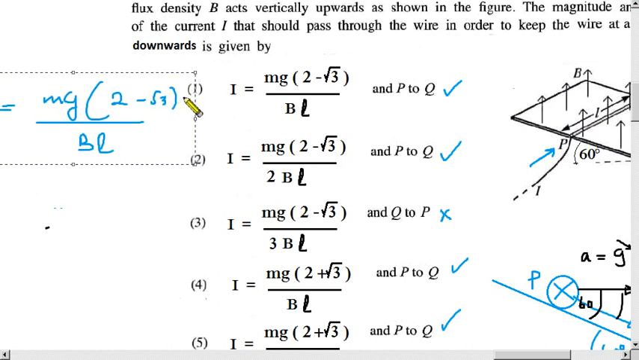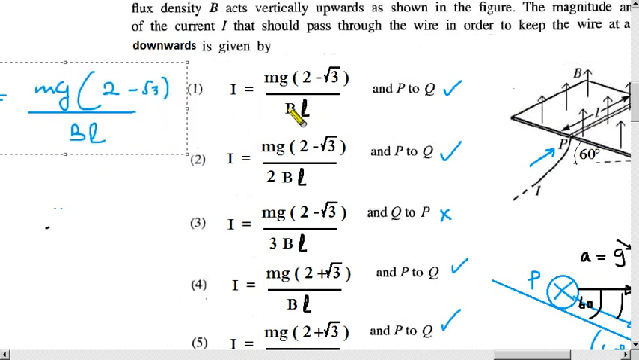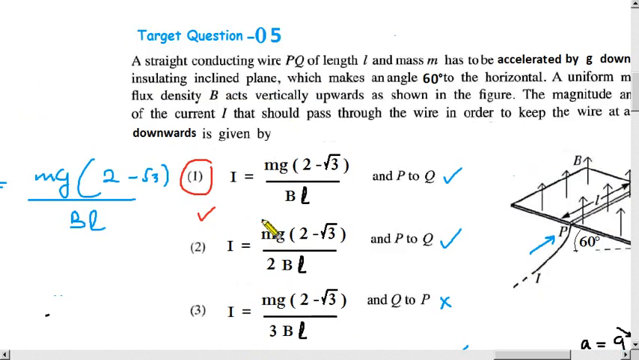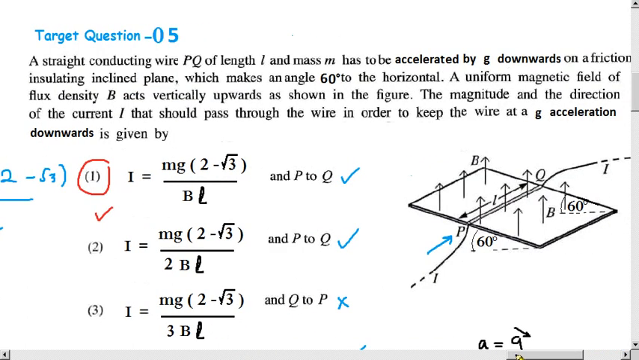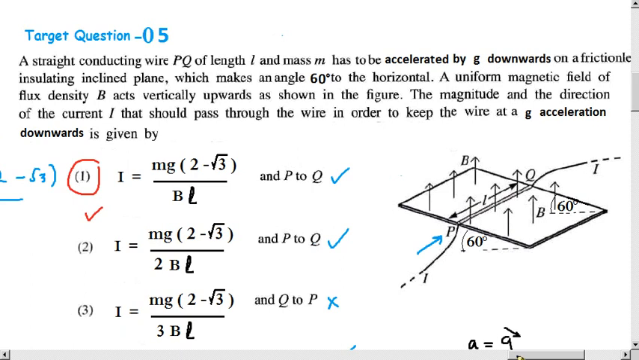The answer is the first one, isn't it? 2 minus root 3 divided by BL. First one, this one is the answer. So if you are successfully done, you are genius. If you are wrong, then you have to do again and again. You have to start from the first one.